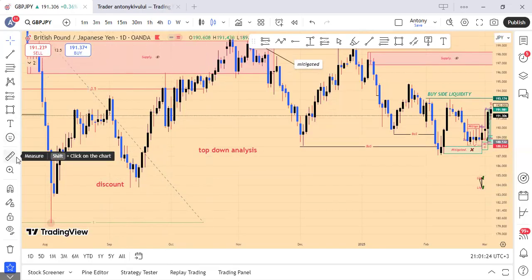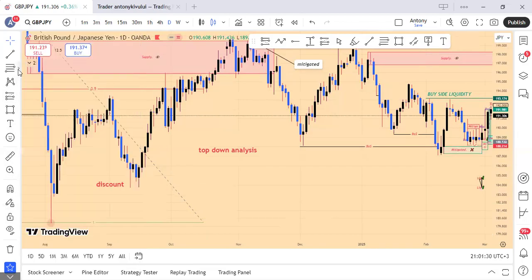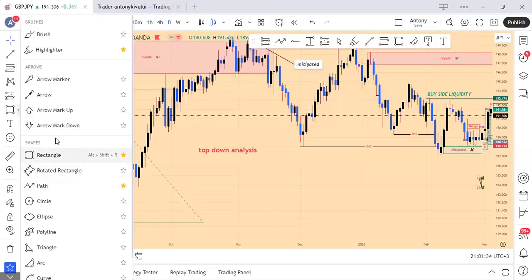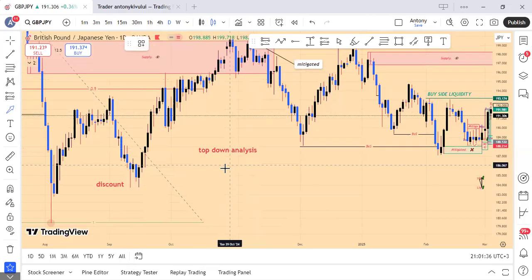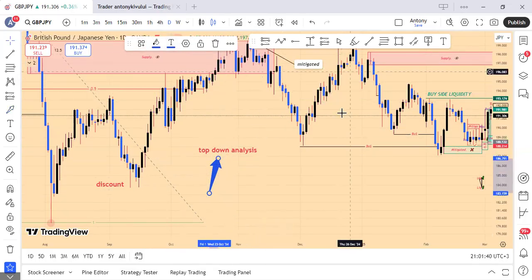These arrows, I just want to show you the direction of what I'm talking about. So you are coming from the higher time frame, going where? Going to the lower time frame.